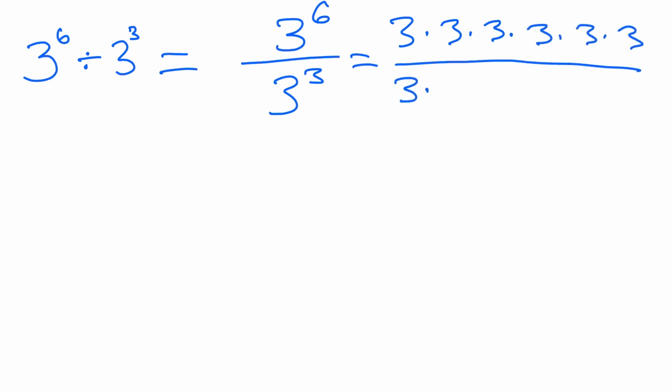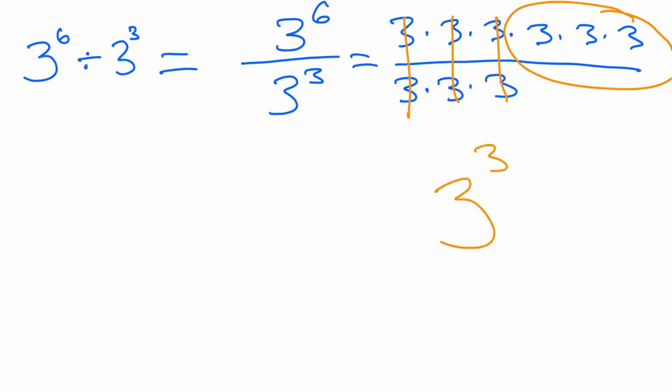So anytime I have a factor that's common to the numerator and denominator, I can reduce it out. If I expand these, what I see is that 3 3's reduce out, leaving 3 3's in the numerator. So 3 to the 6th power divided by 3 to the 3rd power reduces to 3 to the 3rd power. In a very real way, 6 minus 3 is 3, and those are just the exponents subtracted.